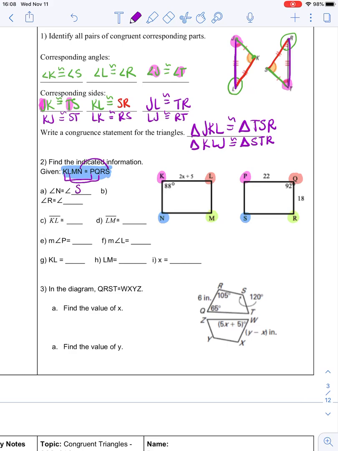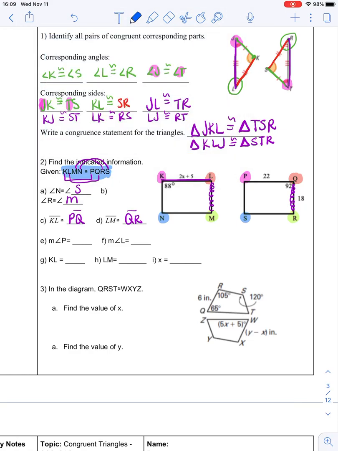So N goes with S, so angle N goes with angle S. Angle R is the third in the row, so it goes with angle M. Okay, and we've also color-coded it so we can see that. KL is this side right here. KL went from pink to red, so we'll go pink to red. So KL is congruent to PQ. LM, which is this side right here, matches up with QR, which is this side right here.